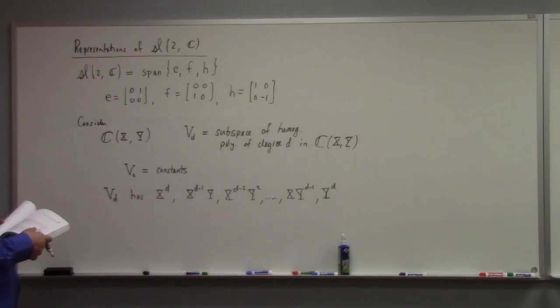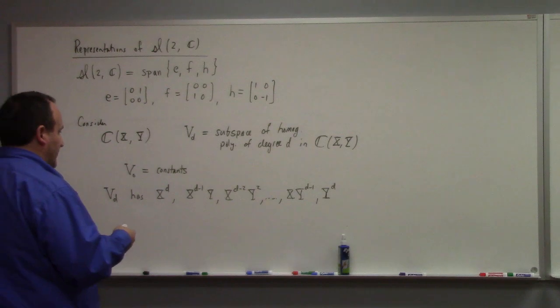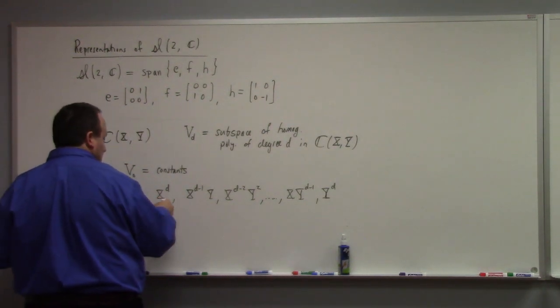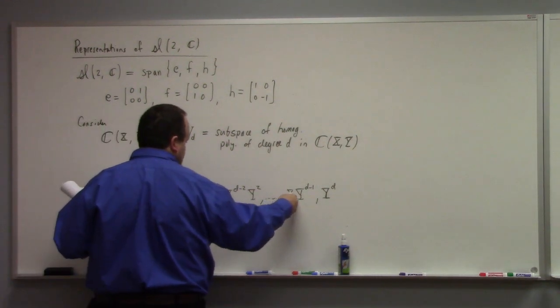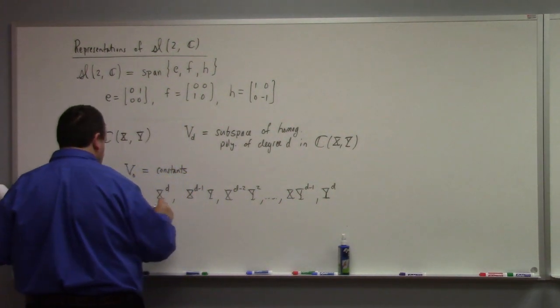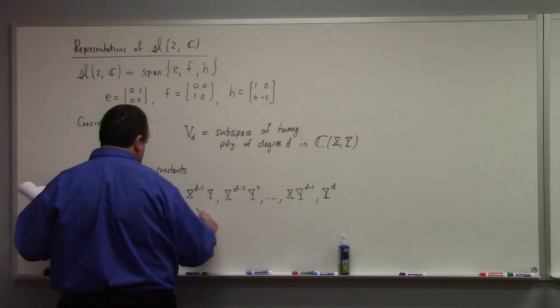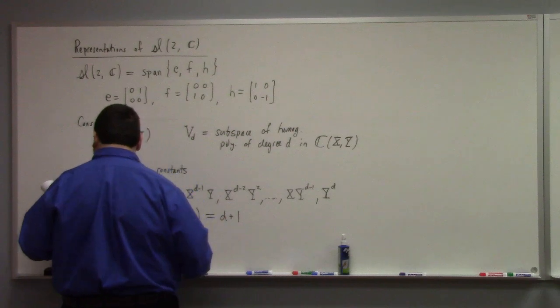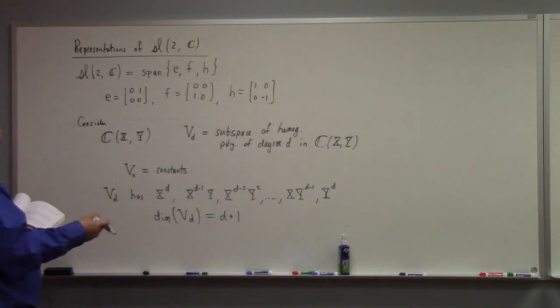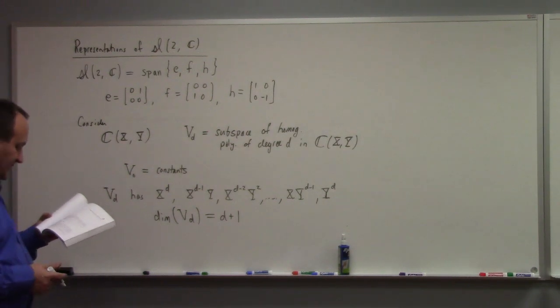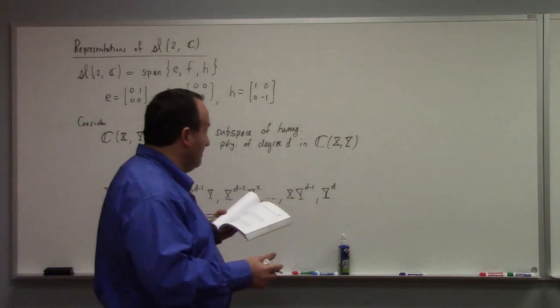Now, what's the dimension? So if you just track this formula here, right? We've got x to the power d, all the way down to x to the power 1, and then one more. So if you do count this, the dimension of VD is d plus 1 as a complex vector space. Oh, he says we're going to make V sub d into an SL2 module by specifying a Lie algebra homomorphism.